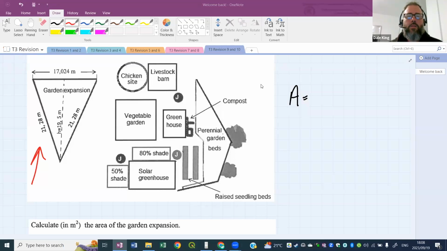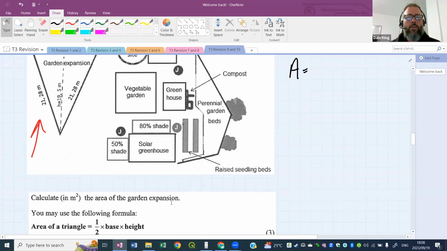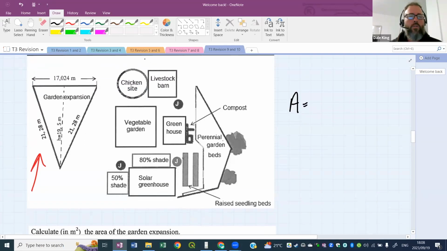There's the half times base times height, because this is a triangle. Yes, there we go, well done, good job. Well done, Nomprolelo. Half times base times perpendicular height, okay, because it's a triangle. So there's the formula at the bottom. You may use the following formula. They give it to you. Area of a triangle equals half times base times height. Now, you just have to know what goes where. So I need someone to come here online and tell me I've got 4 dimensions on this diagram. Which one goes where?